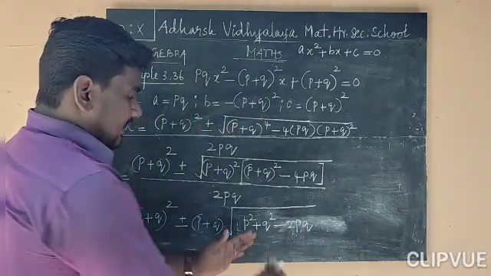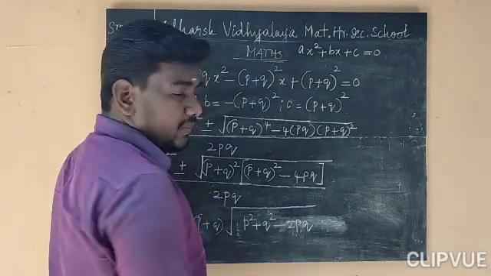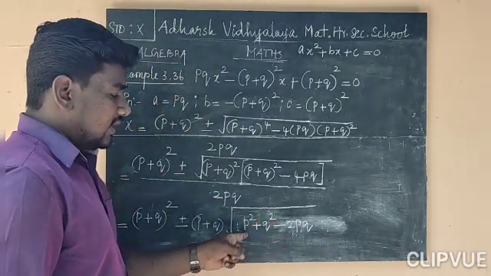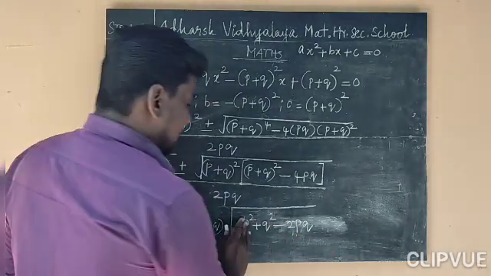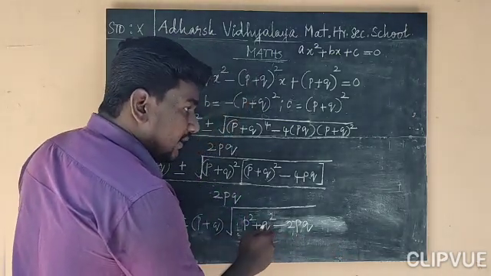Okay, here p square plus q square minus 2 pq, it is in the form of a square plus b square minus 2ab, which is equal to a minus b whole square, where a is p and b is q.